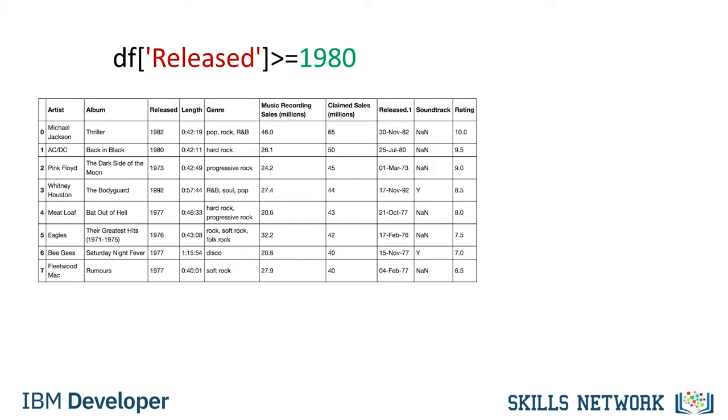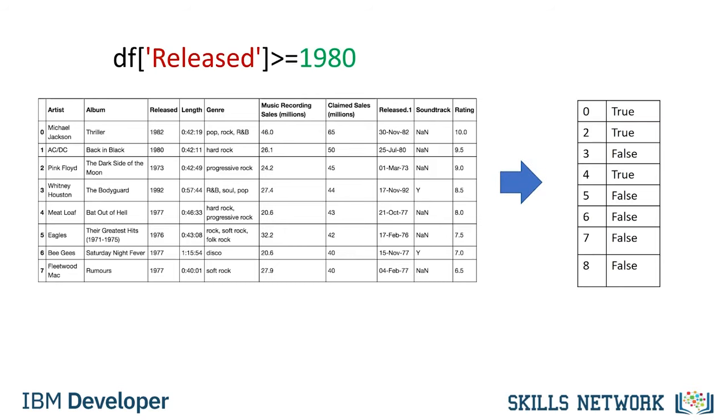For our case, we simply specify the column released and the inequality for the albums after 1979. The result is a series of Boolean values. The result is true when the condition is true and false otherwise.